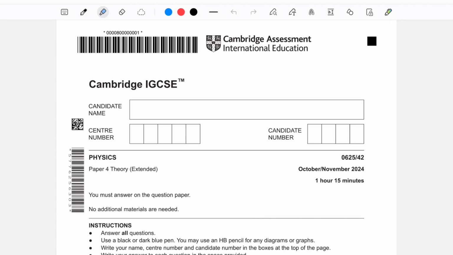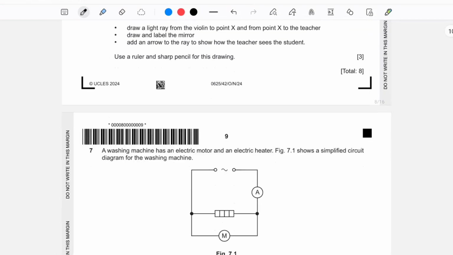Cambridge IGCSE 0625/42, October-November 2024, Paper 4, Theory, Extended. Full paper walkthrough. Question 7.